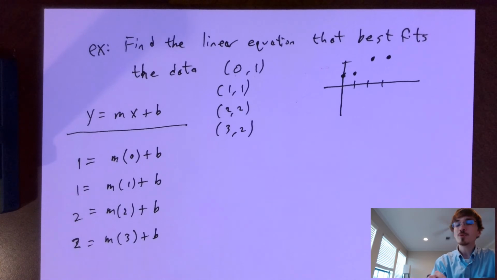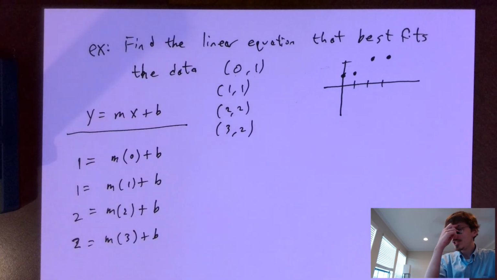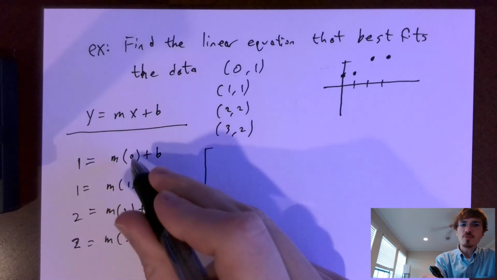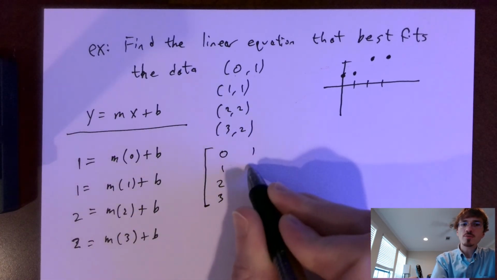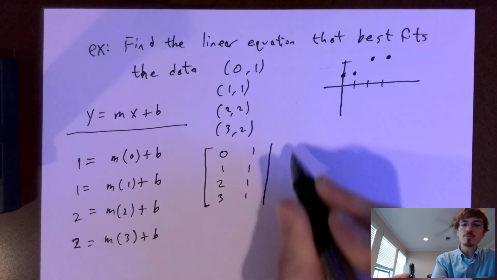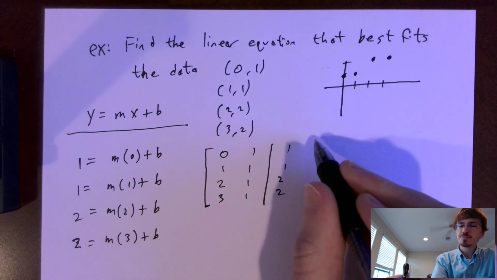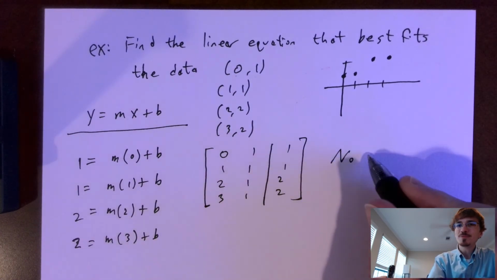What do we want to find here? We want to find m and b that best fit these equations. So how would we solve for m and b? I see 4 equations and 2 unknowns. You might be tempted to take the coefficients here, which are 0, 1, 2, 3, 1, 1, 1, 1, and augment with our solution vector, 1, 1, 2, 2. But you'll quickly find out that this has no solution.